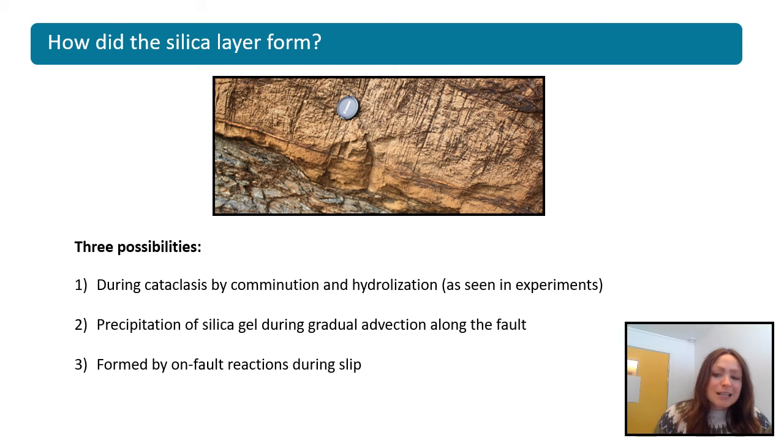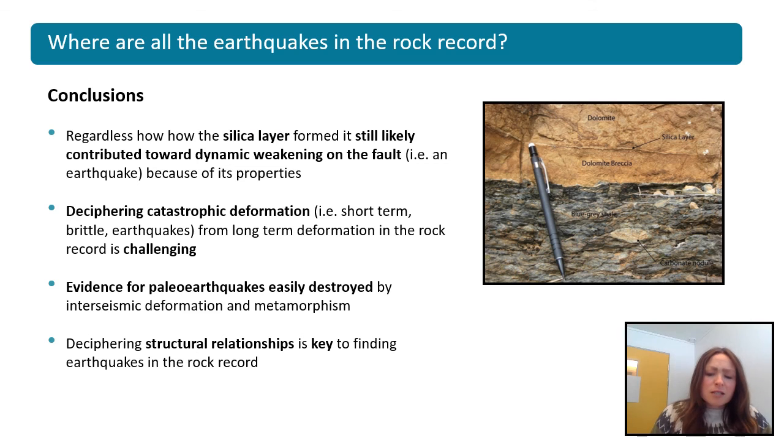Now, option one is less likely because we only see one quartz vein, and we would expect to see more. And option two is what we're left with, which suggests that multiple earthquakes facilitated the formation of the layer, and that we only see evidence of the most recent event. But regardless of how the silica layer formed, it is still likely to have contributed towards dynamic weakening and represents at least one earthquake on the fault.